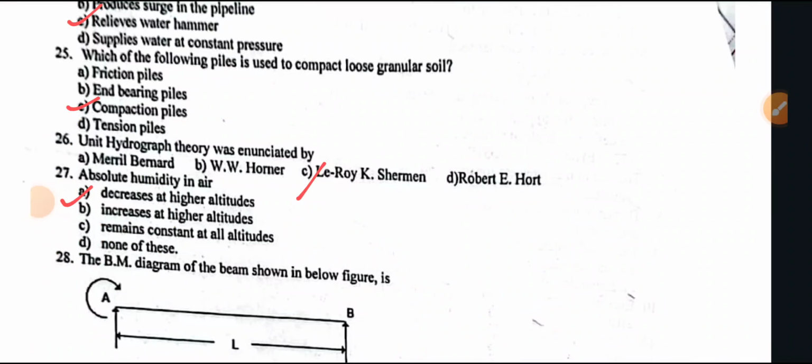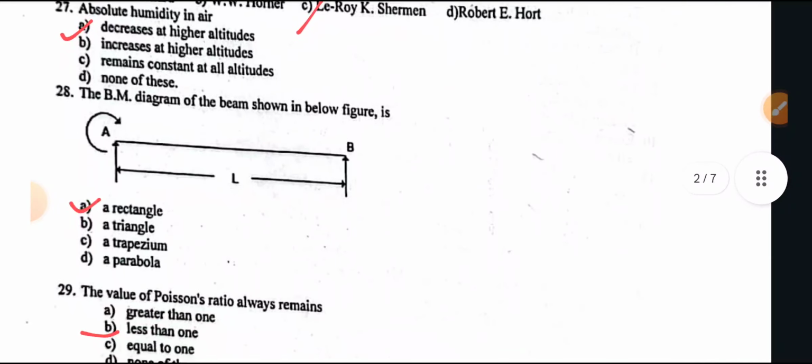Absolute humidity gets decreased if we go to higher altitudes. The bending moment diagram of the beam shown in the figure is like this. The beam is a figure like this, and the bending moment diagram of the beam should be a rectangle because there is a point load. No, because there is a moment given.